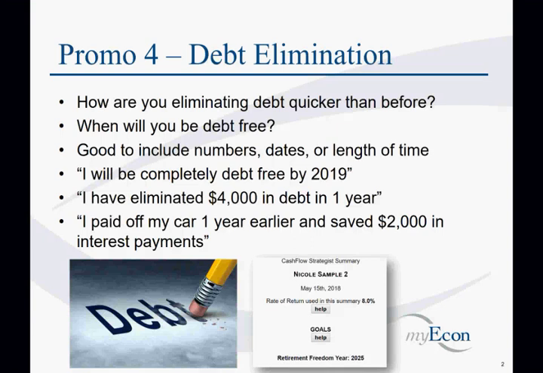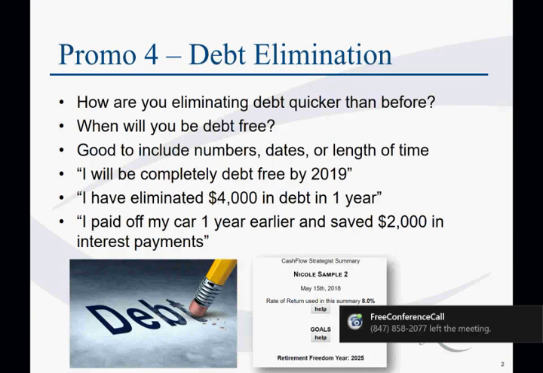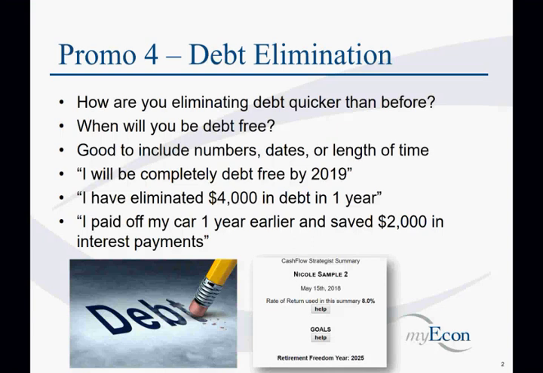So this is another powerful example to say, hey, I paid off my car 1 year earlier and, by doing that, saved $2,000 in interest payments. People are going to be like, what? How did you do that? So these are the types of testimonies that are going to make people want to say, tell me more, or let me check this thing out, see how this thing can work for me. So these are powerful statements that you can use based on the cash flow streams.